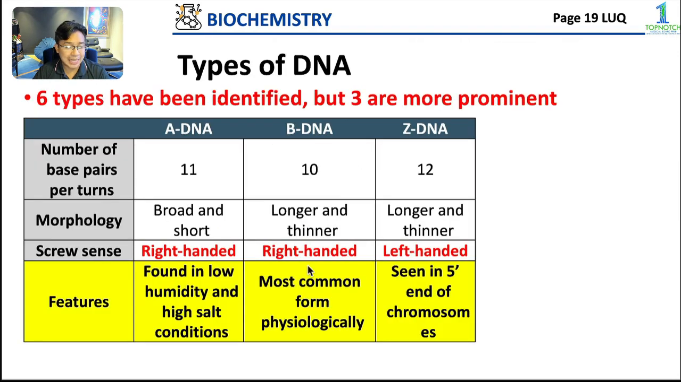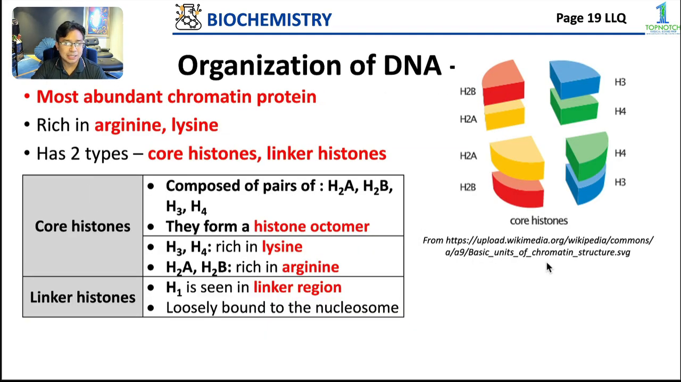There are actually 6 types identified so far, but 3 are very prominent. And among them, the most important is your B-DNA, the most common form physiologically. Both A and B DNA are right-handed, but Z DNA is left-handed and is seen mostly in the 5' ends of your chromosomes. Now, DNA are organized mainly by your most abundant chromatin protein, which are your histone proteins, which are rich in arginine and lysine.